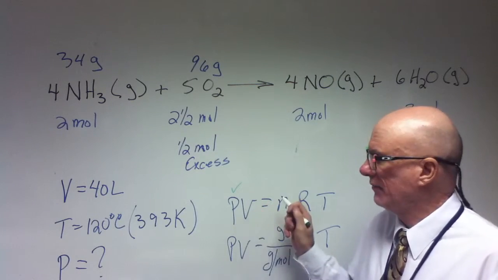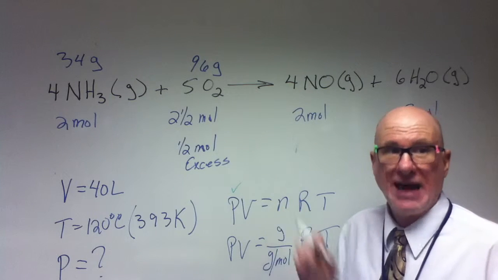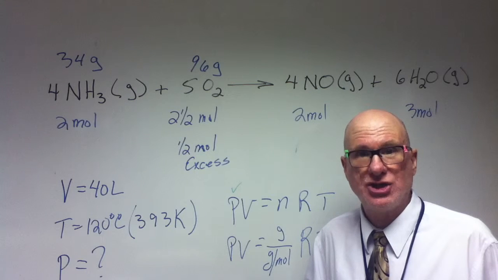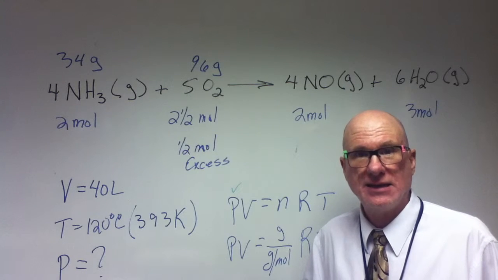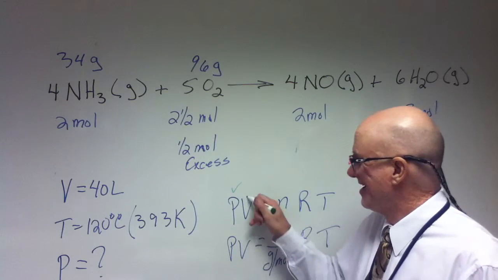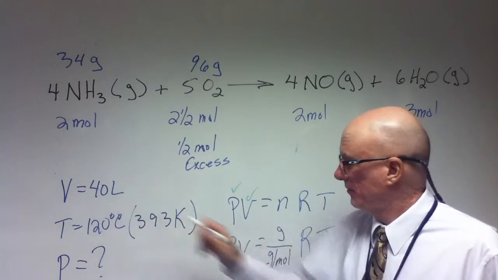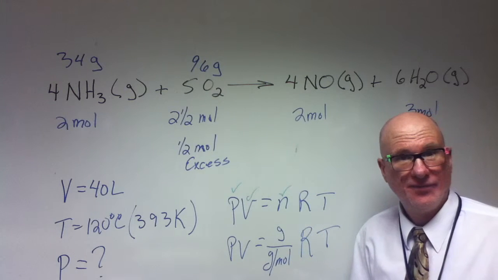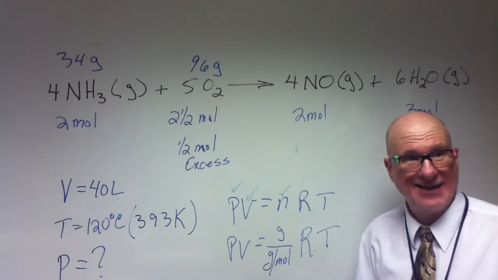Yeah. What's V? You said we have V. What's V? He's pointing to a giant white board. Like I can see that. 40. Yeah, you can just say it. 40 liters, right? What's N? What is N?